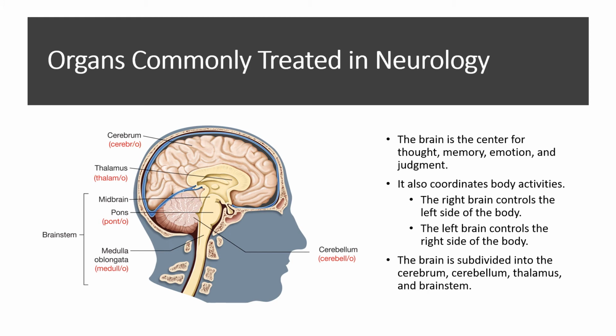Organs that are commonly treated in neurology include the brain. The brain is the center for thought, memory, emotion, and judgment. It coordinates the body's activities. The right brain controls the left side of the body, and the left side of the brain controls the right side of the body. The brain is subdivided into the cerebrum, cerebellum, thalamus, and brainstem.